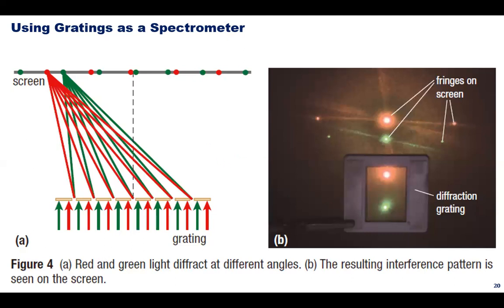So as you can see here, figure 4 shows what happens when a mixture of green and red light passes through a diffraction grating and then onto a screen behind it. The resulting spots on the screen are circular because the deflected beam is circular, which is shown here in figure 4b on the right.